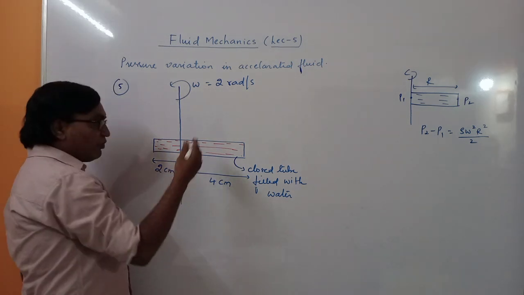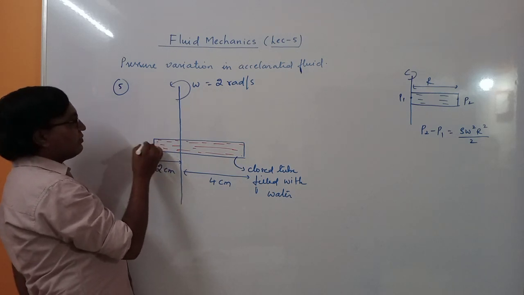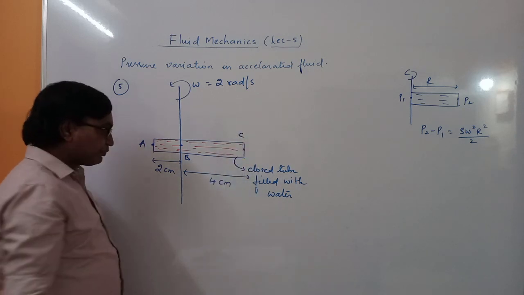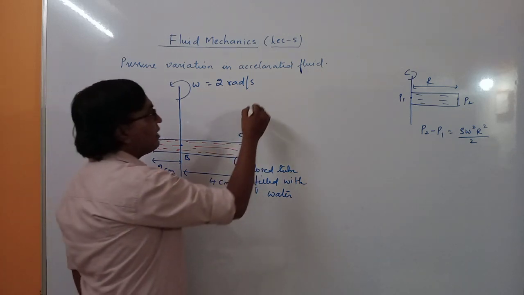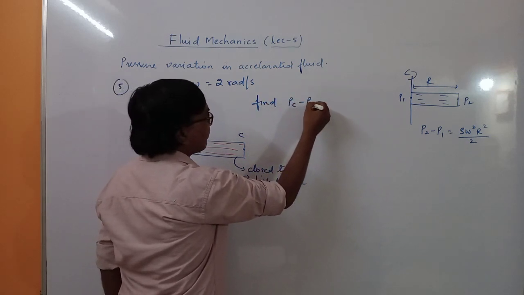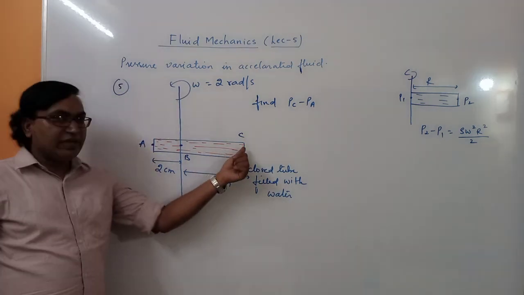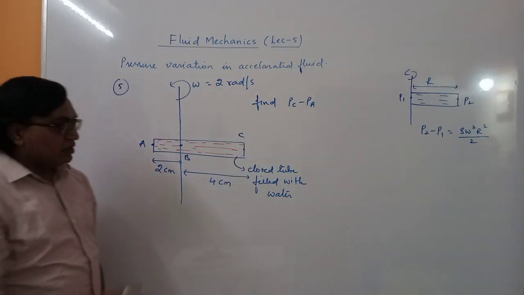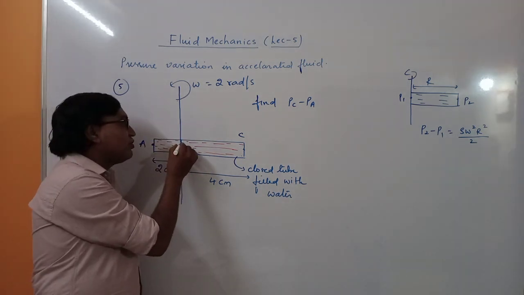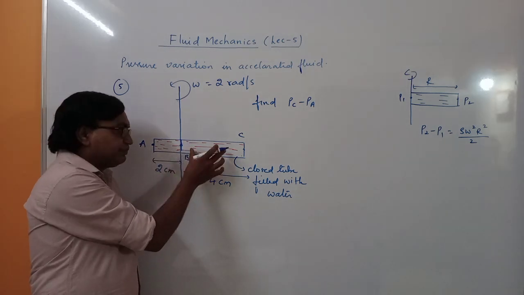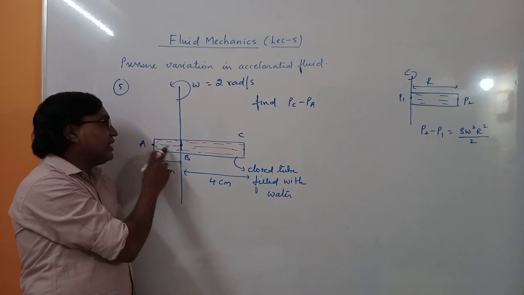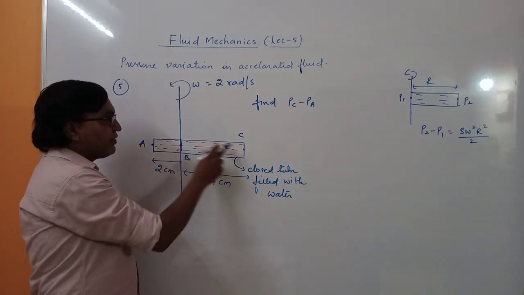So now what you have to find out here. Here we have point A, here point B, and here point C. We have to find PC minus PA, the pressure difference between point C and point A. Now very simple: we have the formula from the axis of rotation, so we'll apply it for points B and C, and find the difference between A and B.